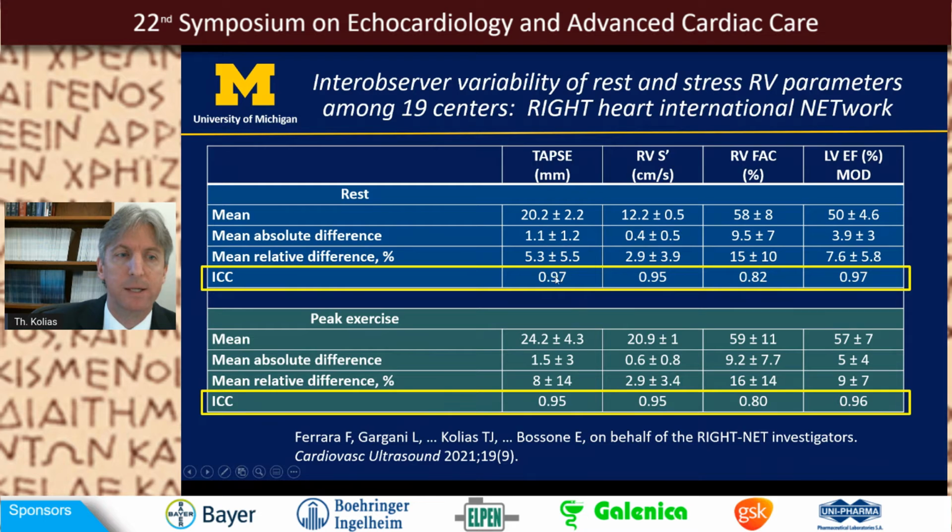What you can see here is the ICC is quite high for TAPSE at rest, 0.97, and remains quite high at 0.95 with stress. Similarly, the RVS prime is also quite high at rest and with stress. The fractional area change is lower. There's more variability for this parameter. It's 0.82 at rest and 0.80 with stress. So similar between rest and stress, but equally low. And for comparison, the EF reproducibility was quite high at 0.97 at rest and 0.96 with stress.